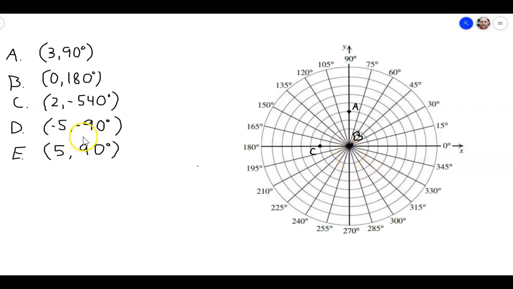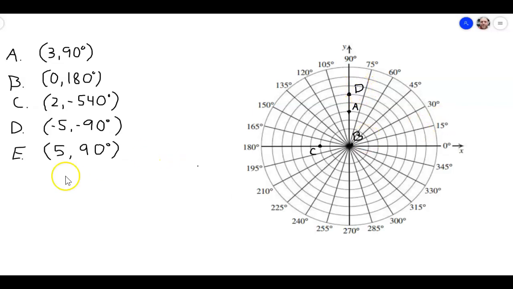So since my angle is pointing straight down and I have a negative radius, then I go in the opposite direction, 180 degrees away from whatever direction my angle is pointing in. So I'm pointing straight down. Negative 90 is straight down, but I have a negative radius. So I go up 1, 2, 3, 4, 5. And my D value, that point, oops, that point will be right here. So that is D.